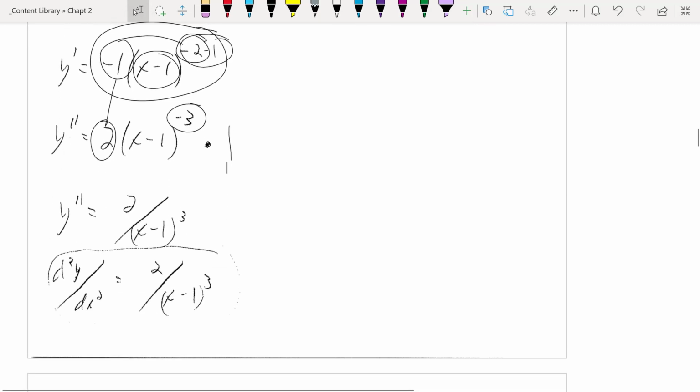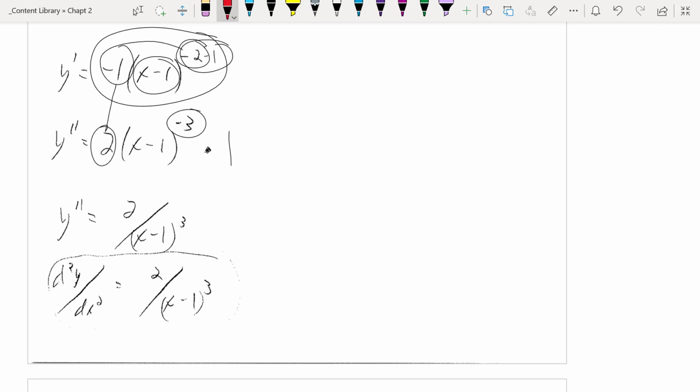Now to finish this off, we take this part right here, that's just x minus 1 to the negative 3, and I'm going to put it back down into my denominator. And remember, this minus sign changes to a plus sign. You don't actually see the plus sign because if there's nothing there, it's understood. And then this 2 right here is just going to remain in the numerator. And so your second derivative is just going to be 2 all over x minus 1 to the third power.